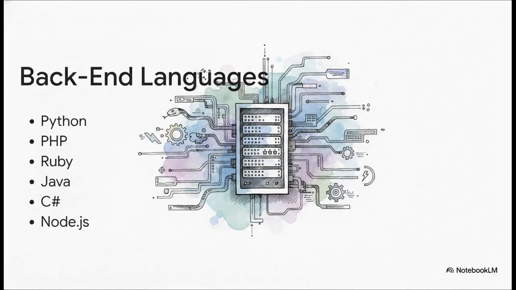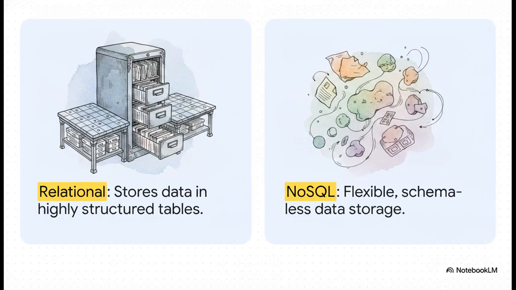Developers might use Python, which is known for its readability, or PHP, which heavily powers systems like WordPress. They might use Ruby, Java, C#, or even Node.js, which is awesome because it allows developers to actually run JavaScript on the server side.